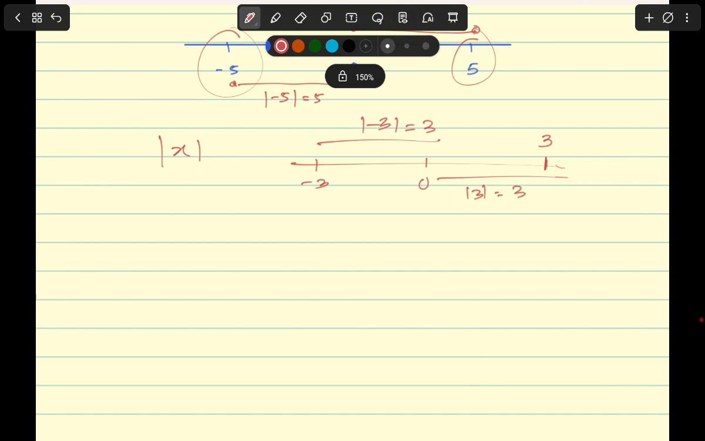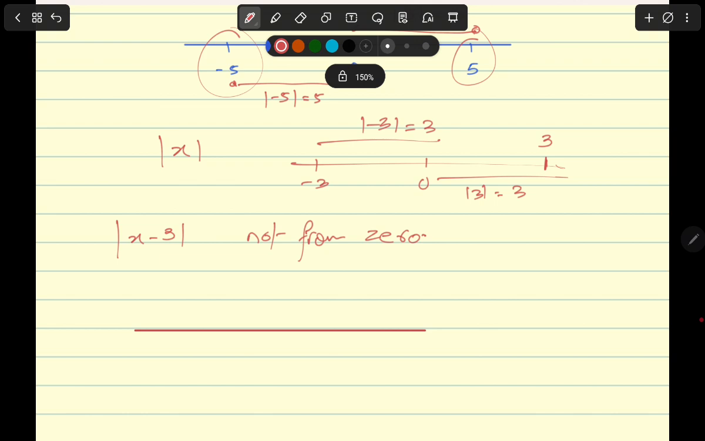Now, the common mistake that students make is that you memorize these examples, which is a dangerous thing, but you don't understand the actual meaning. And then the moment Cambridge gives something like modulus of x minus 3, you start to panic because you stop thinking about distance. Now, what does modulus of x minus 3 mean? This expression does not mean distance from 0. It means distance from 3.